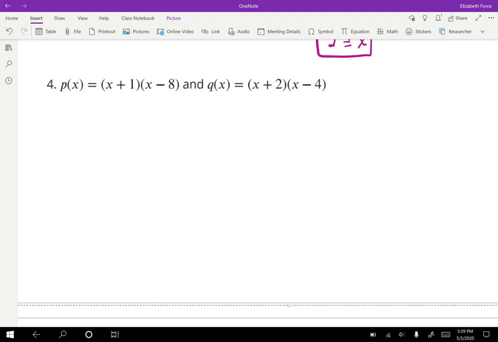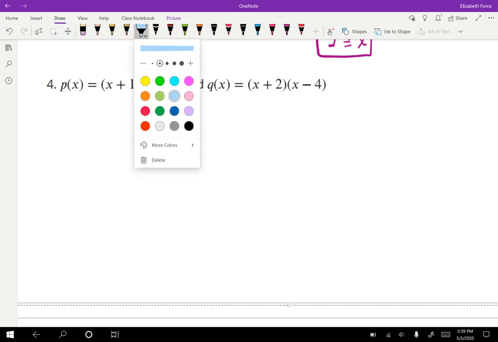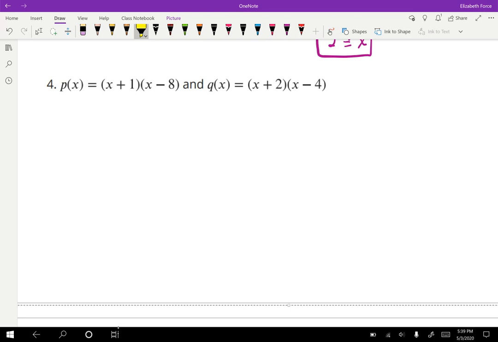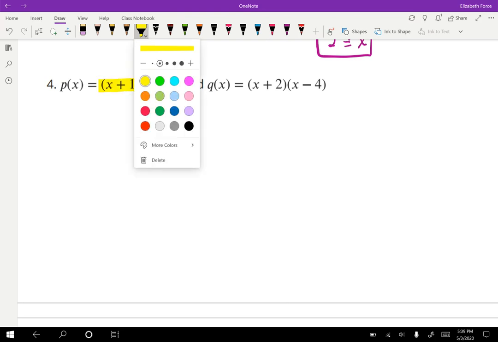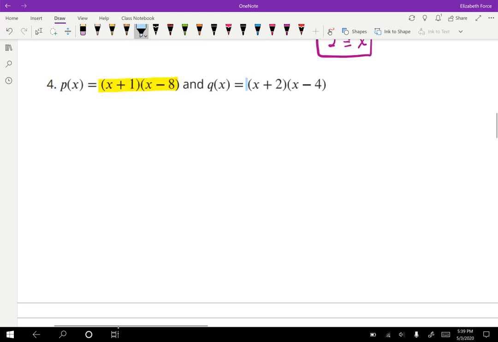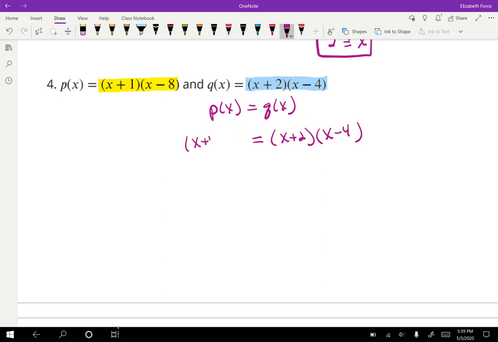All right, we've reached number 4, and it's our last problem that I'm going to show you how to find the point of intersections both algebraically and graphically. So let's focus on our two functions that we got here. So p of x is a quadratic again in factored form, and q of x is another quadratic in factored form. So when do these two functions equal each other? And x plus 1.